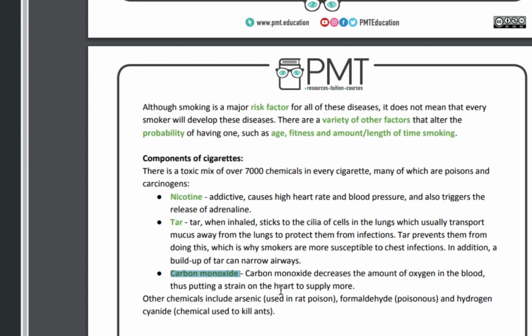Give me more blood. Why are you not giving me enough blood? Meanwhile, it has been giving enough blood. It is oxygen that was not enough in the blood. So you put a strain on the heart to pump more blood, because the carbon monoxide has dealt with the oxygen. It's a poisonous gas that decreases the amount of oxygen in the blood. So you're in trouble. These three things are enough reasons why you shouldn't smoke.